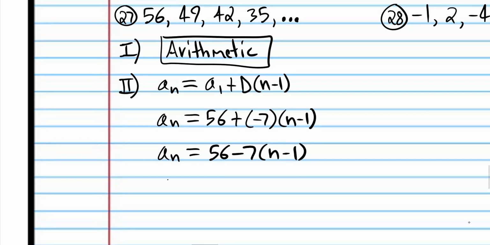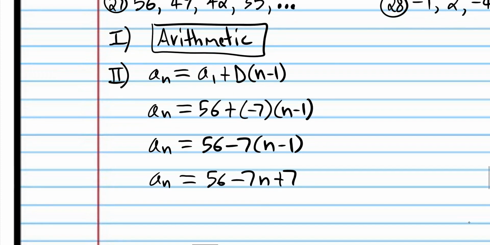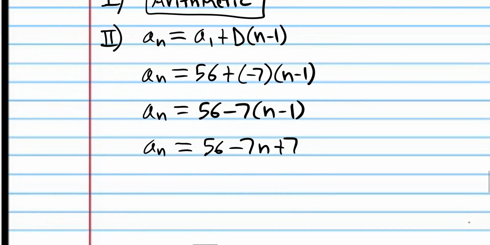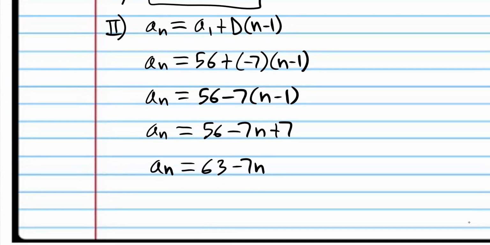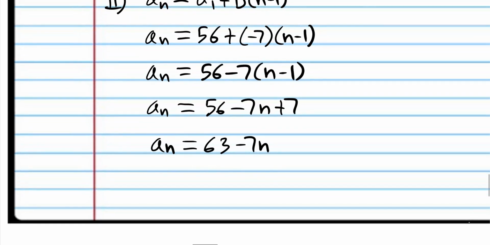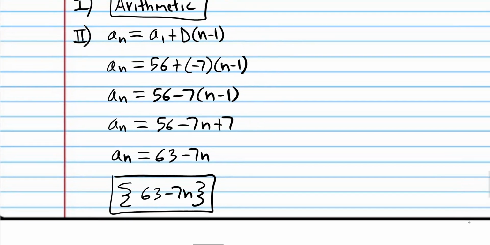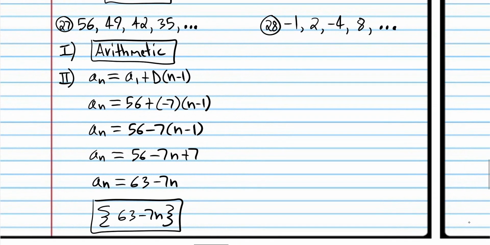I'm showing a lot more work than you really need to show. We're going to use distribution. And we get 63 minus 7n for the nth term. And we're going to use braces for the final answer, because the braces show that we're representing a sequence. This represents a sequence also. But again, mathematicians just prefer to write it in this form sometimes.